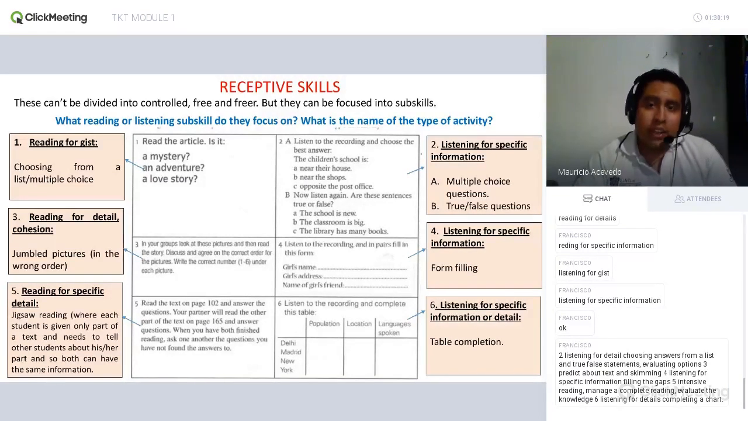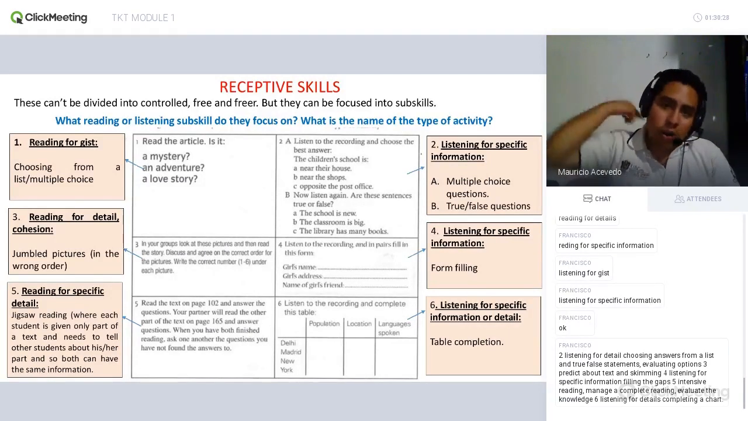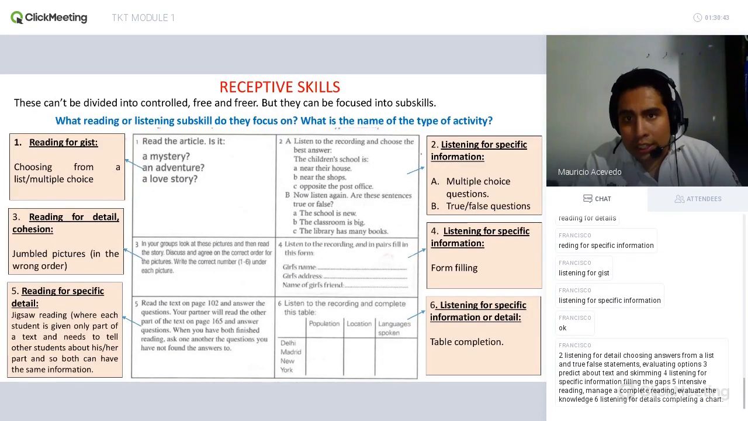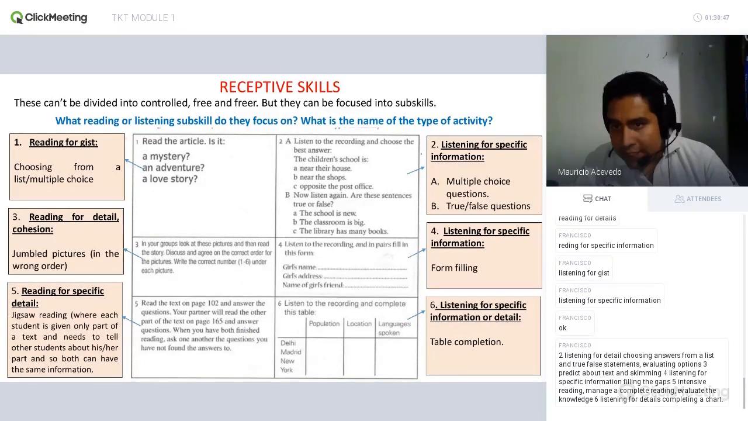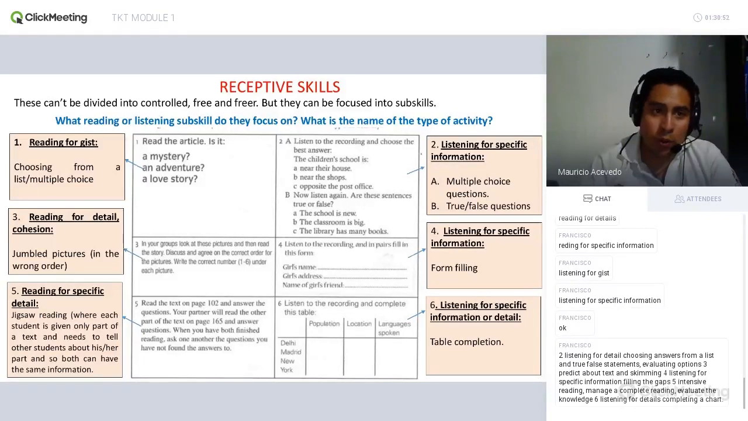Just remember that for specific information, you have specific questions, right? And listening for detail is like, for example, listen to a recording and complete the word. So you have a word and then you have letters that are missing, and that's more listening for detail. So in this case, it's choosing. It's multiple choice questions, true and false questions, as you said. True, false statements, evaluating options. Very nice. So it's basically the same, just with other words.